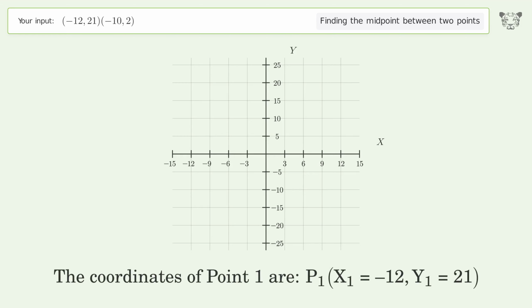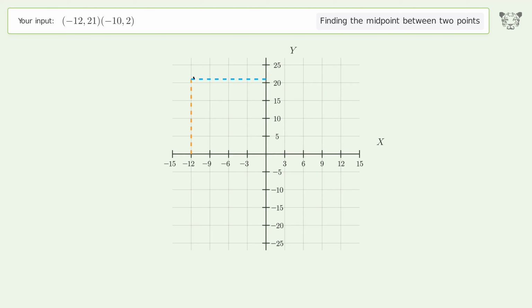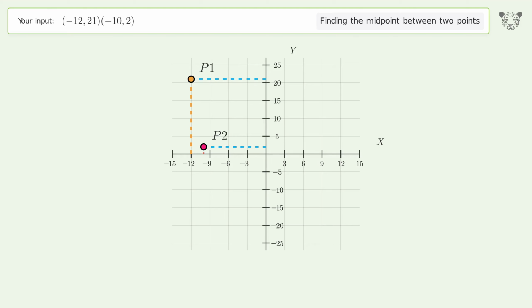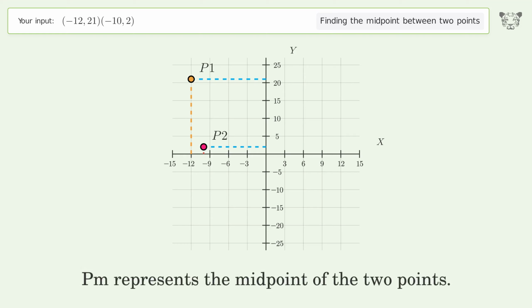The coordinates of point 1 are, x1 equals negative 12, y1 equals 21. The coordinates of point 2 are, x2 equals negative 10, y2 equals 2. PM represents the midpoint of the 2 points.